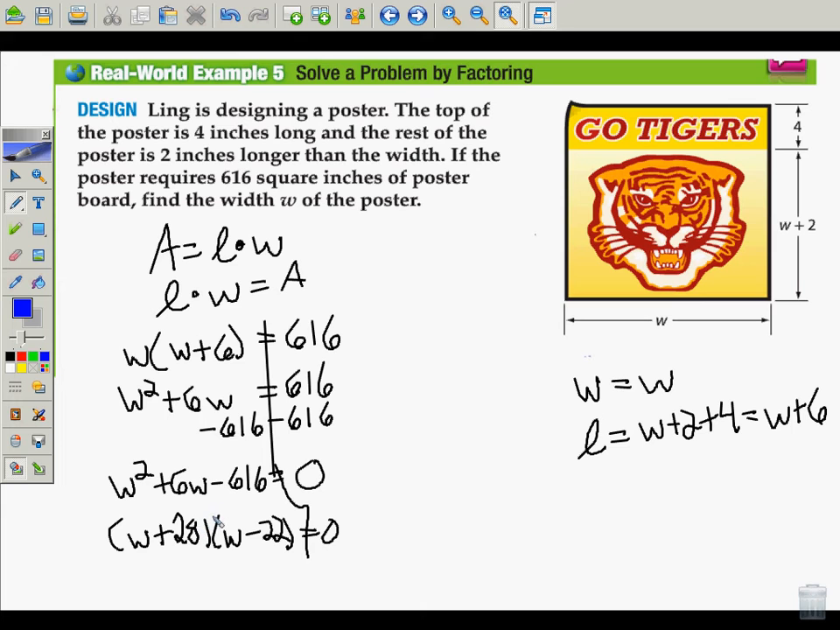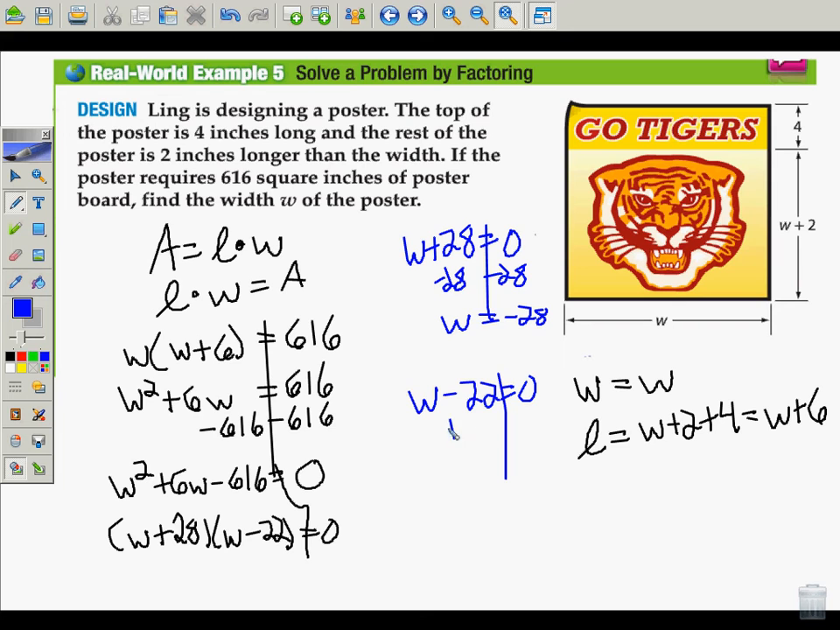Now, since we have two things multiplied together that equal 0, I know that either of them could equal 0. So I'm going to have two solutions. In the first one, I subtract 28 from each side, and I get W equals negative 28. In the second one, I add 22 to each side, and I get W equals 22.